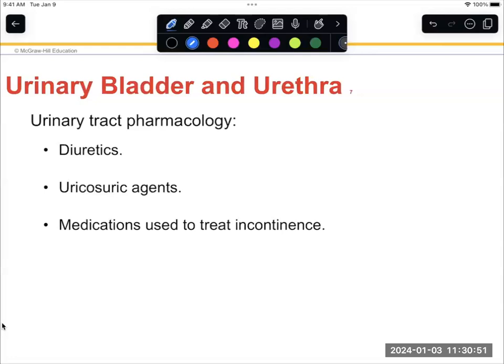Uricosuric agents are used to increase the excretion of uric acid. This helps to prevent the recurrence of kidney stones and to treat gout. Gout is that accumulation of uric acid in a joint, usually in the big toe. So we're trying to get rid of that excess uric acid. And then there's different medications that can treat incontinence, like anticholinergics, which can calm an overactive bladder. Antidepressants can treat stress incontinence, that coughing, laughing, sneezing, running, that causes urine to leak from the bladder.